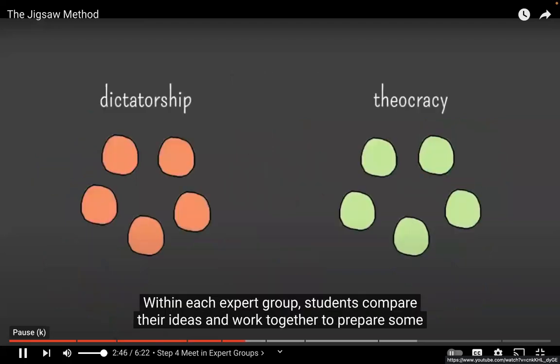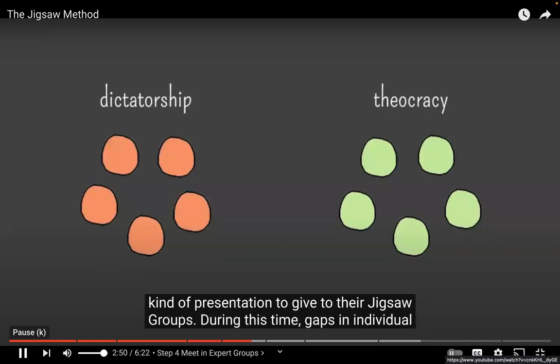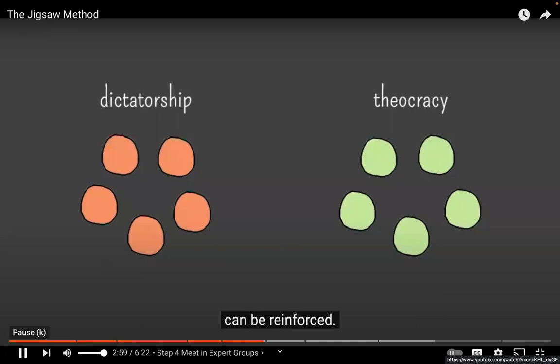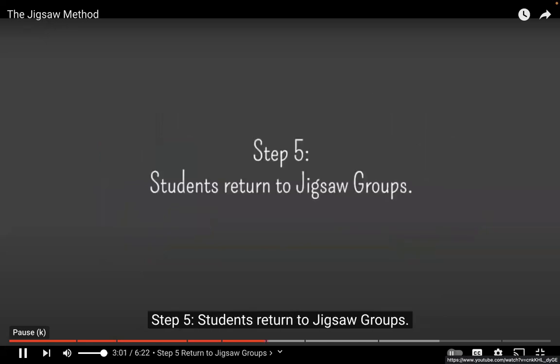Within each expert group, students compare their ideas and work together to prepare some kind of presentation to give to their Jigsaw group. During this time, gaps in individual students' knowledge can be filled, misconceptions can be cleared up, and important concepts can be reinforced. Step 5, students return to Jigsaw groups.